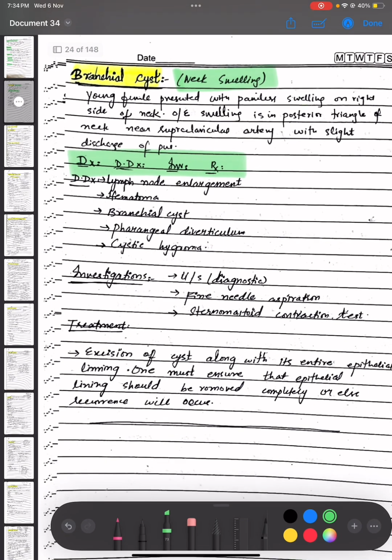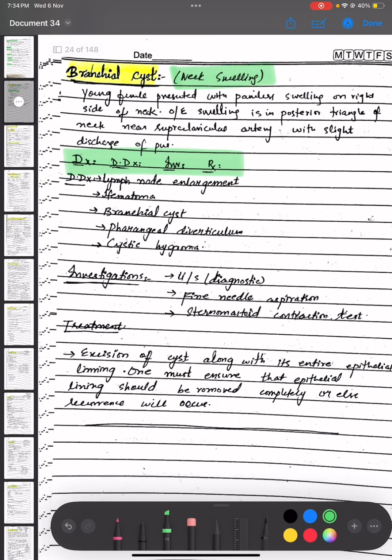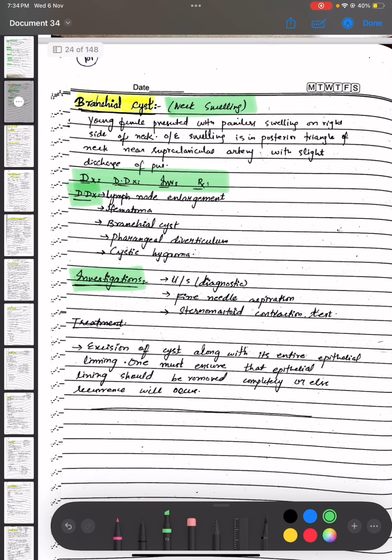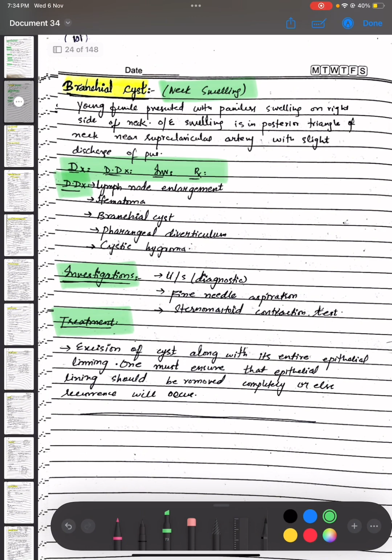In differential diagnosis, we have lymph node enlargement, hematoma, branchial cyst, pharyngeal diverticulum, and cystic hygroma. In investigation, we have ultrasound, fine needle aspiration, or the sternomastoid contraction test. In the treatment option, we have excision of the cyst along with its entire epithelial lining. One must ensure that the epithelial lining is removed completely or else recurrence will occur.